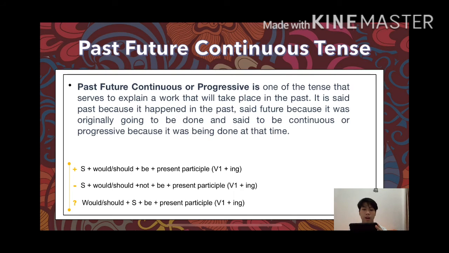Okay, the next is past future continuous tense. Past future continuous or progressive is one of the tenses that serve to explain an event that would take place in the past. It is said past because it happened in the past, said future because it was originally going to be done, and said to be continuous or progressive because it was being done at that time.